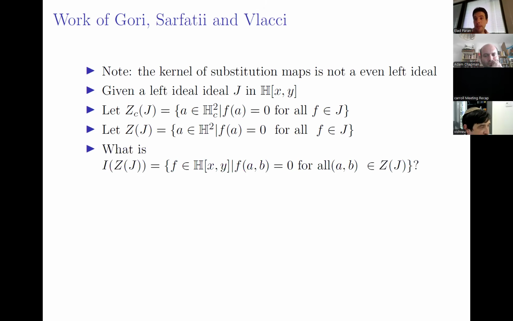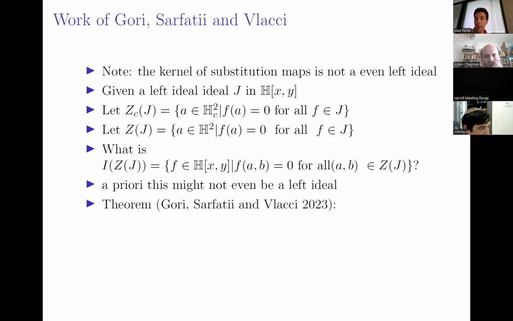Then you can ask, well, simply what is I(Z(J))? The question is well defined. Well, it turns out that in this case, I(Z(J)) is a left ideal, which is not a priori clear, but it is a left ideal. Moreover, the main theorem in their paper was that this ideal is exactly the ideal of vanishing at Z_C(J), which is the radical of J as we had defined it. So what this shows you is that, yes, you can enlarge the space of definition, but it doesn't actually give you any richer geometry, at least not in dimension 2.